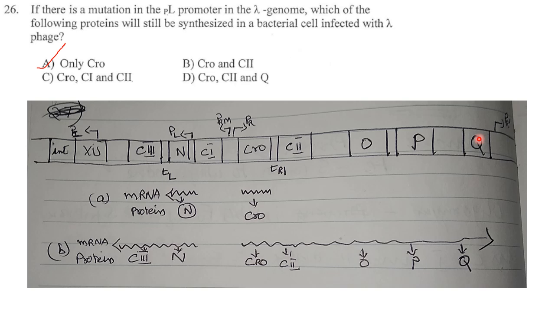transcribed and translated. First, E. coli RNA polymerase interacts with the PL promoter and produces mRNA that will give rise to the protein N in this direction. Next, E. coli RNA polymerase interacts with the PR promoter and gives rise to mRNA responsible for the production of the Cro protein. So these are the early genes that are synthesized first. Now N is an anti-terminator, and N will result in the synthesis of C2, O, P and Q, because it will pass through the TR1 terminator and result in the synthesis of O, P and Q proteins. Similarly, the PL promoter will also result in the synthesis of C3 protein.